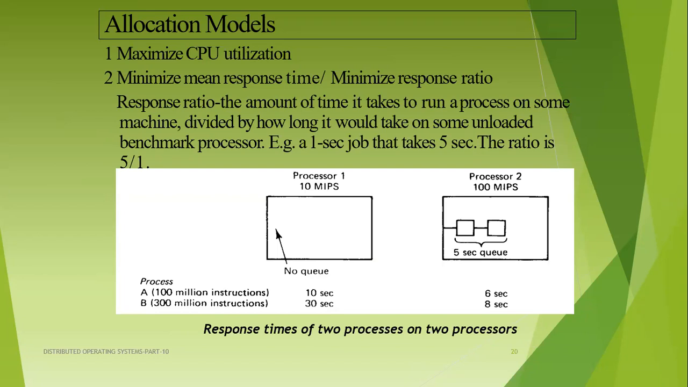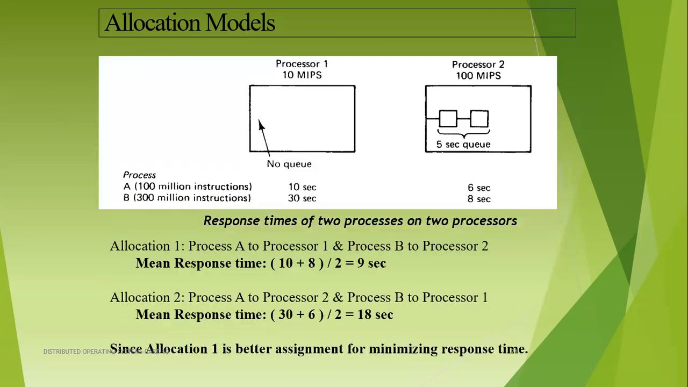Response ratio: the amount of time it takes to run a process on some machine. The response time of two processes on two processors is calculated. Allocation 1: process A to processor 1 and process B to processor 2. Allocation 2: process A to processor 2 and process B to processor 1. Allocation 1 is the better assignment for minimizing the response time.